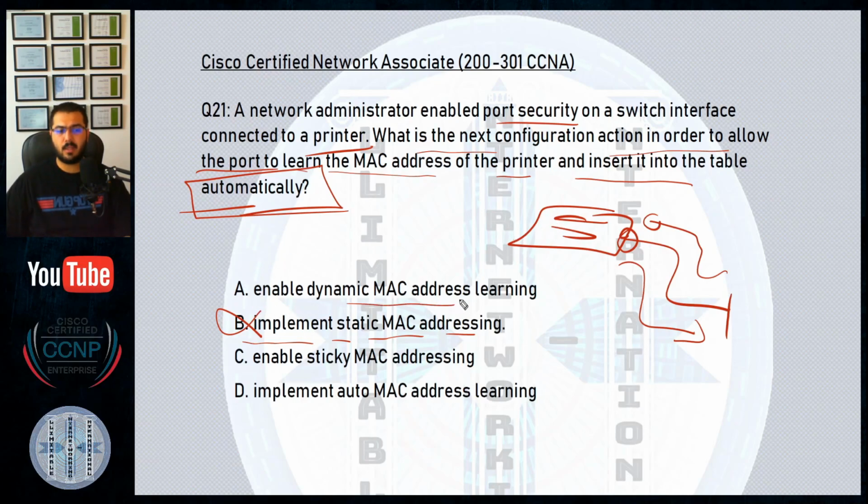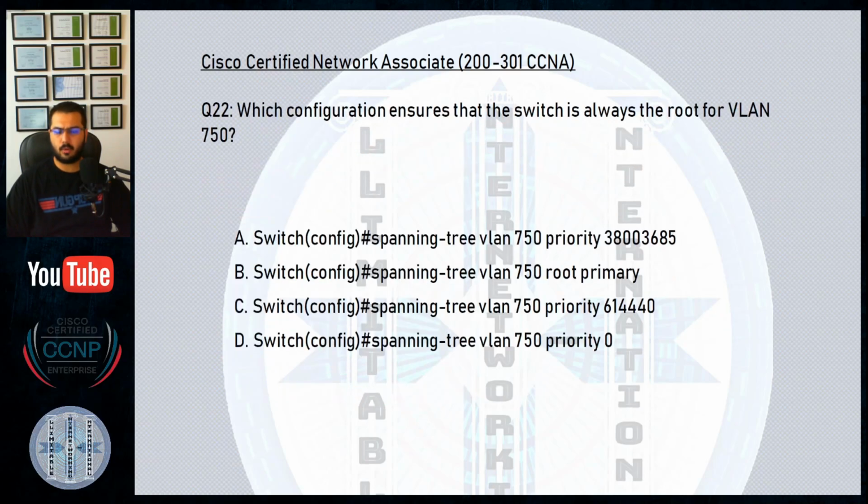So the dynamic learning will learn everything. This will not be port security. The sticky will be the correct one, and the auto MAC learning is incorrect as well. Is there such an option like D? I don't know. So it will be C for question 21.